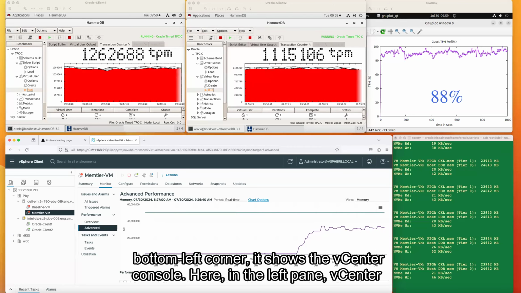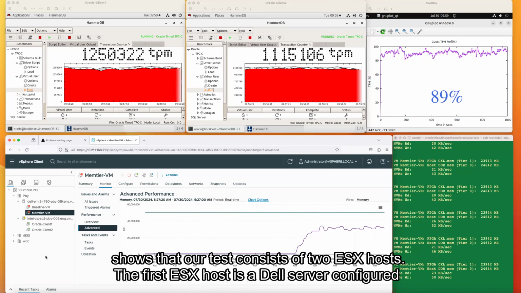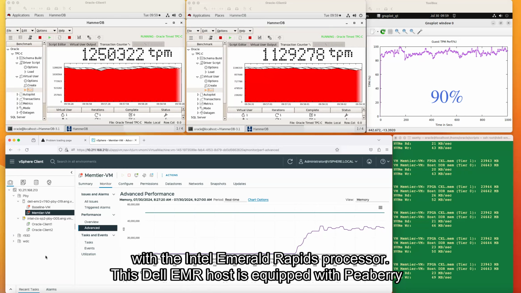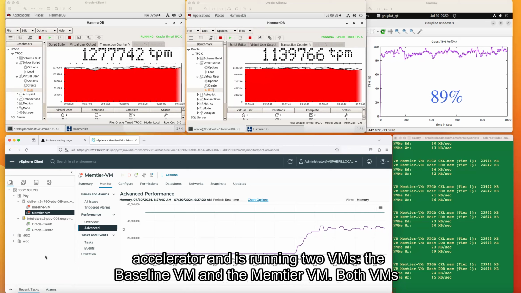corner, which shows the vCenter console. Here in the left pane, vCenter shows that our testbed consists of two ESX hosts. The first ESX host is a Dell server configured with Intel Emerald Rapids processors. This Dell EMR host is equipped with Peaberry Accelerator and is running two VMs, the baseline VM and the memtier VM.